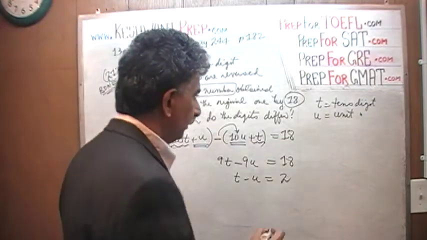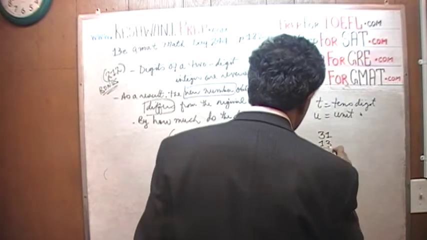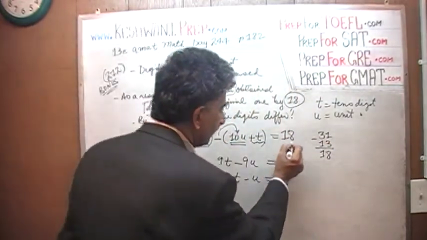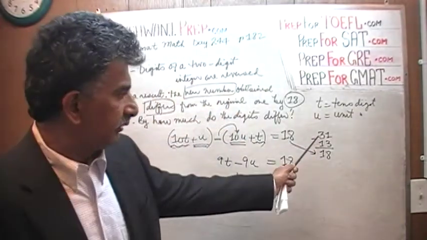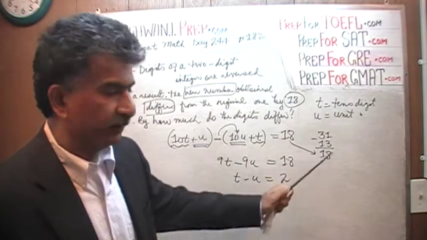For example, it could be 31. 31 minus 13, you will find the difference is 18. If the integer happened to be 31, when you reverse the digits, it becomes 13 and the difference is 18.